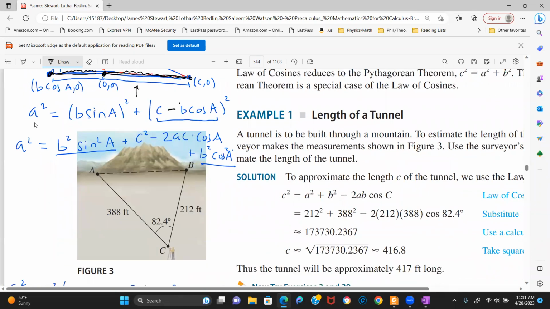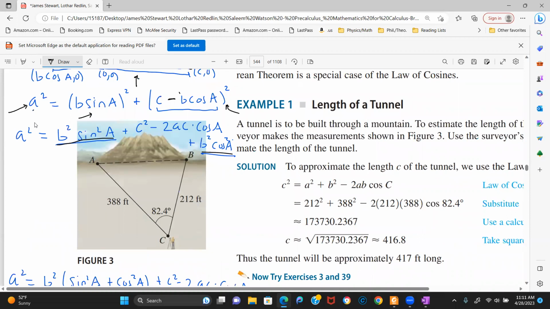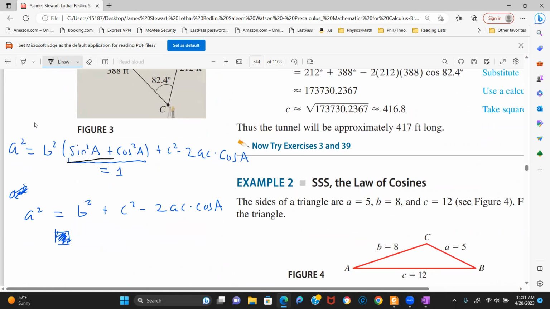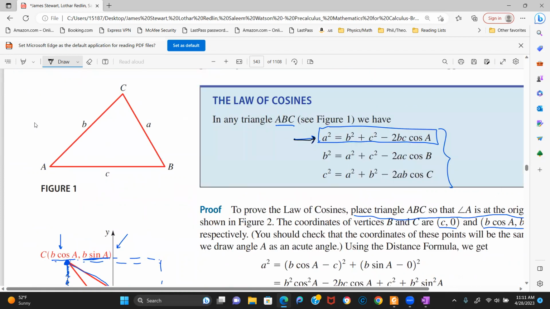And then once you use the Pythagorean theorem right here, you just expand. You square this term and then expand this and FOIL, and then you put this term with this term. So you have a b squared that you can factor out from this term and this term. And so you have b squared and then this thing in parentheses and then plus the rest of the stuff. Well, this thing right here is just 1 by the Pythagorean identity. So you have b squared plus c squared minus 2ac times cosine A. And that proves this first identity right here. And the other ones can be gotten using a similar argument.